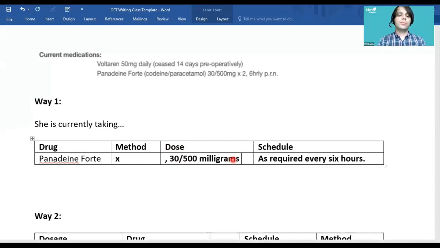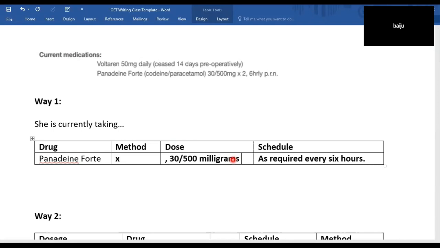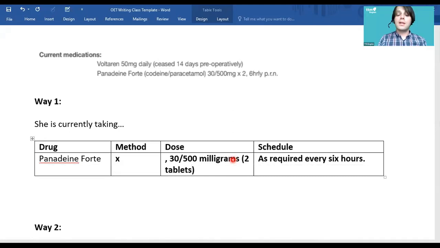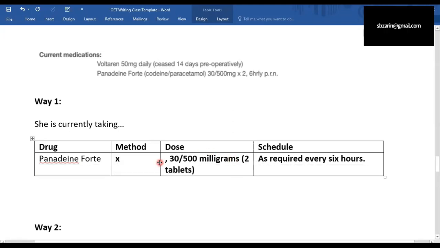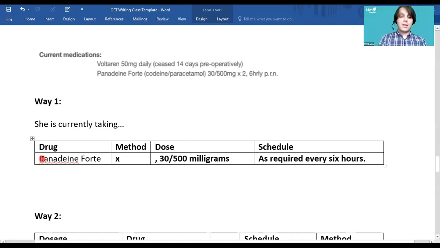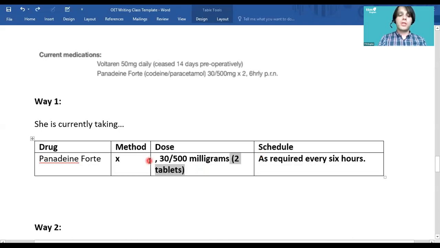So, we can put it in brackets. We can put it in brackets. He's put it in brackets: currently taking, 2 tablets. That's good, sir. I like that. Anything else we could do? We can put it at the beginning, 2 tabs of Panadeine Forte. Put it here, couldn't you? Oh, I like that. Yeah, you could. Okay, but I'll keep with this one because it makes it a bit more simple.